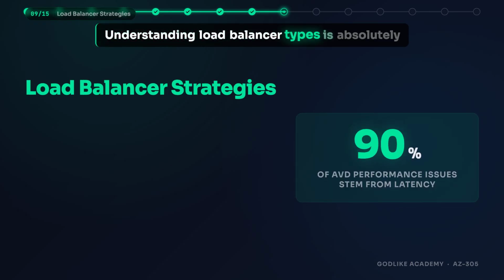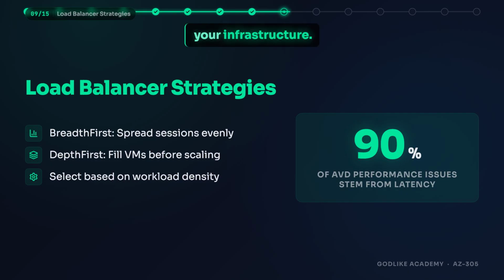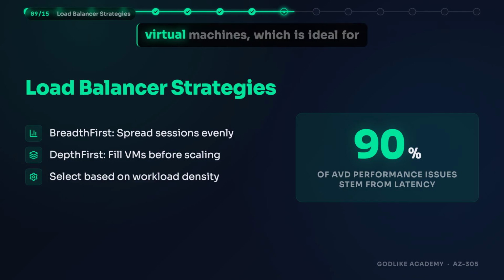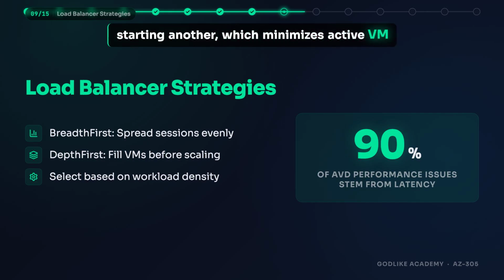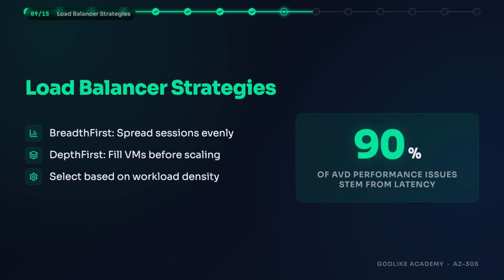Understanding load balancer types is absolutely crucial for maintaining optimal performance across your infrastructure. Breadth first distributes sessions evenly across all virtual machines, which is ideal for most workloads to balance CPU usage. Depth first fills one machine completely before starting another, which minimizes active VM counts and reduces licensing costs. Choosing the wrong algorithm inevitably causes resource contention or wasted compute capacity during peak hours.